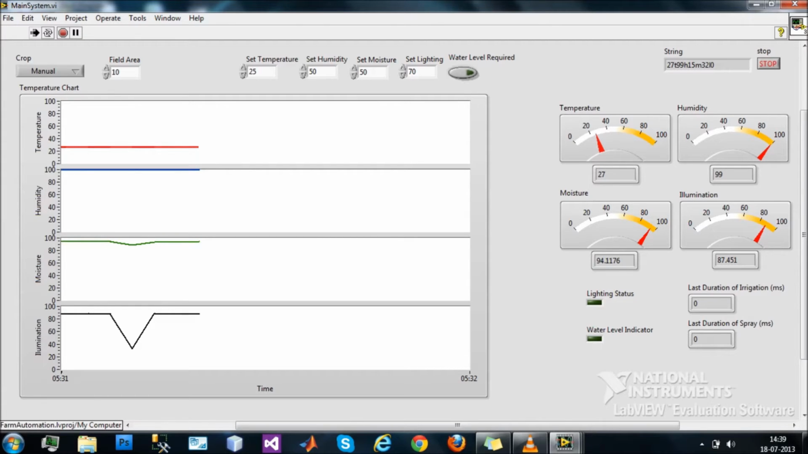The farmer is provided with an option to change the set value according to the need of the crop. Also, the level of water, if required, as in the case of a rice crop, can also be set. The values of the parameters can be noted from the meter on the right, whereas the changes of the parameters with respect to time can be noted from the graph plotted on the left. The values from the sensors at the field level are received every 10 seconds. Hence, the graphs and the meters are updated every 10 seconds.